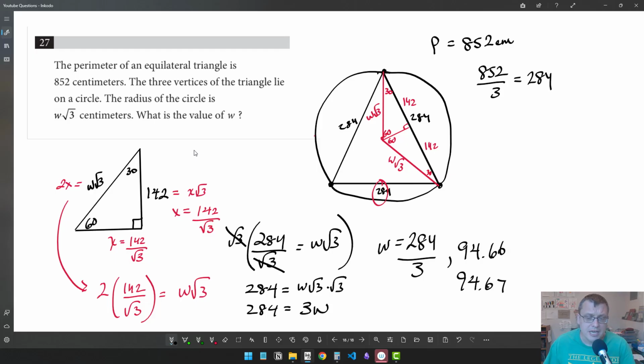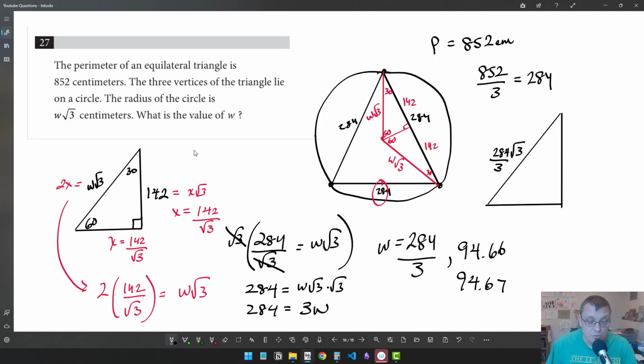We can also double check, just make sure that everything is consistent, because this answer of w equal to 284 over 3 is pretty messy. So let's go ahead. Let's see, is our triangle consistent with this value of 284 over 3 for w? So that means our hypotenuse would be 284 over 3 radical 3, because that was defined as w radical 3 here.